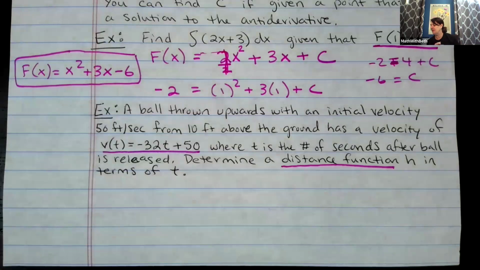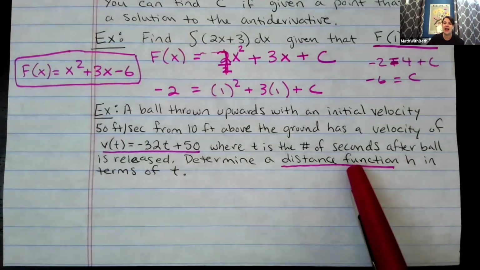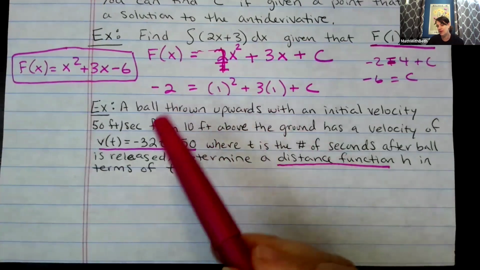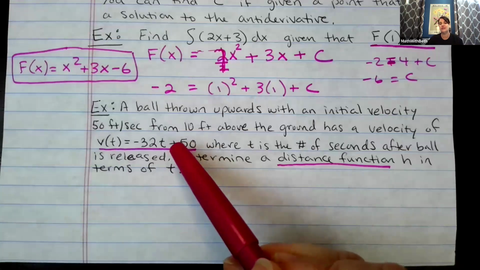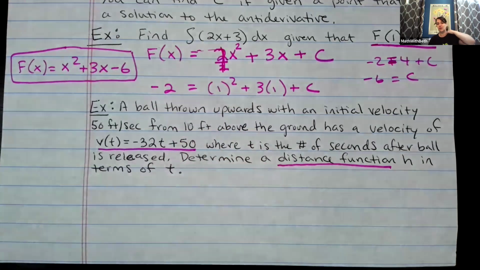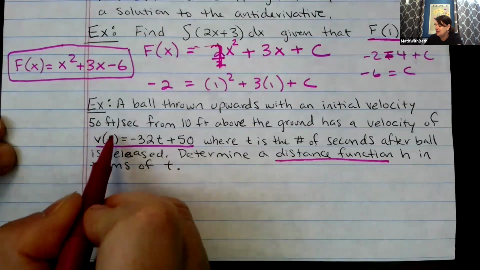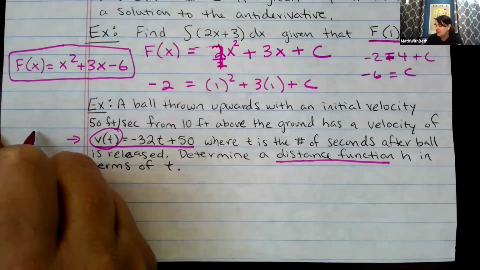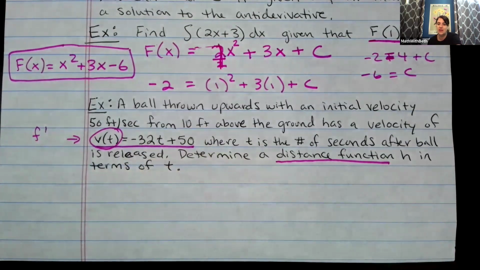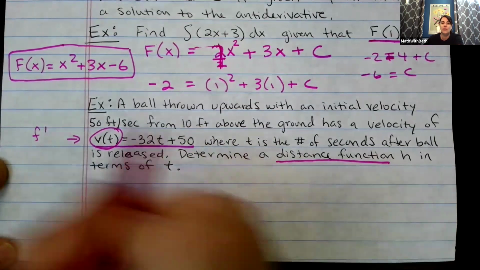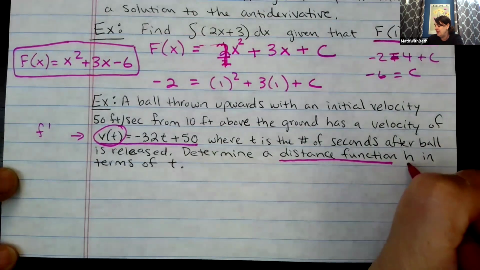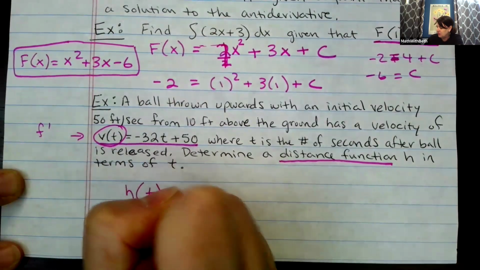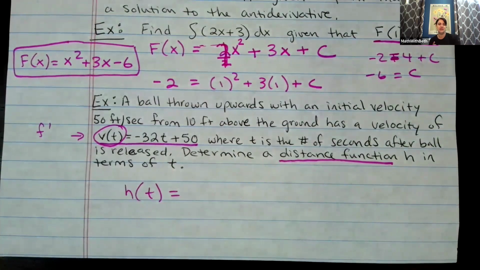So here's where we need to remember something we've seen before. In the past, we would have a distance function, and if we wanted anything to do with velocity, we would do the derivative. And then if we wanted to know anything about acceleration, we would do the second derivative. So basically, if they're giving us the velocity equation, they're giving us the first derivative. If they want the distance equation, they want us to go backwards and find the original. So they just happen to say find h in terms of t. So that just means we're going to call it h of t. But basically, we're just going to do the antiderivative to find this equation.